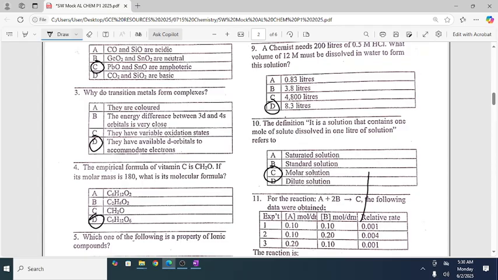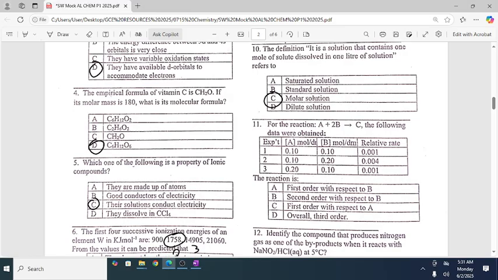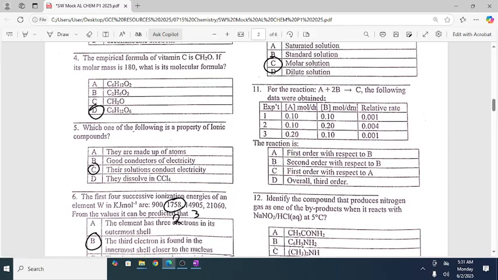Okay, that's it for question 10. Sorry about that, I have to erase this. Let's move to question 11. For the reaction A plus 2B gives C, the following data were obtained. We have 3 experiments, the concentrations of the reactants, and the relative rate of the reactions. Now the reaction is first order with respect to B. So let's just calculate the order of this reaction with respect to each reactant.